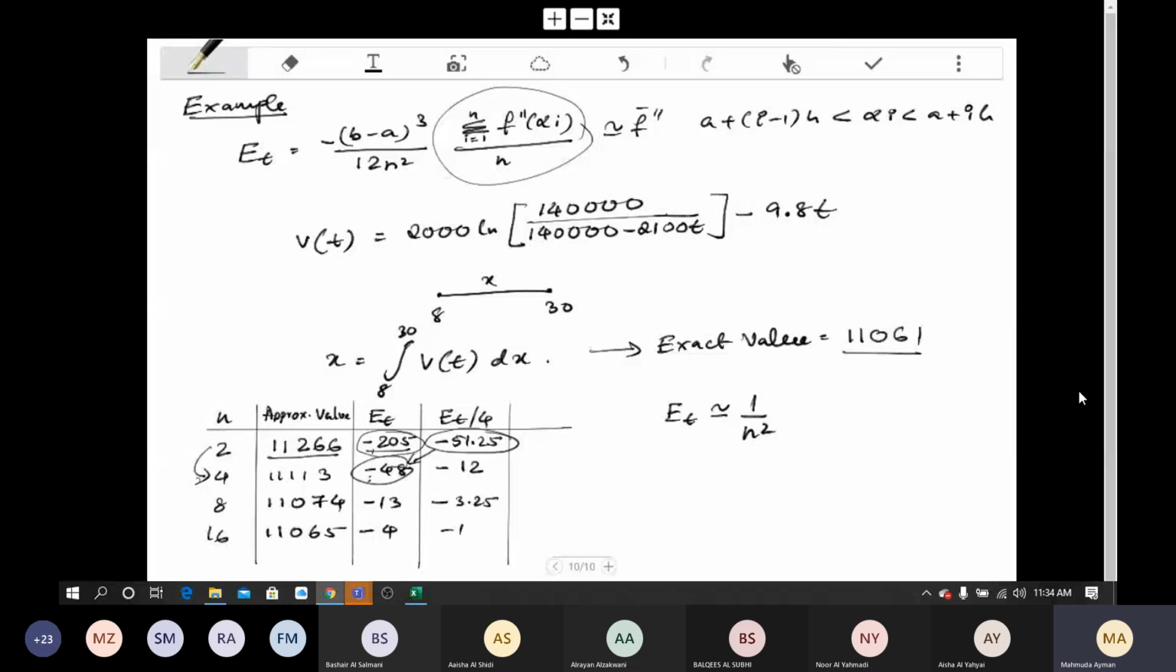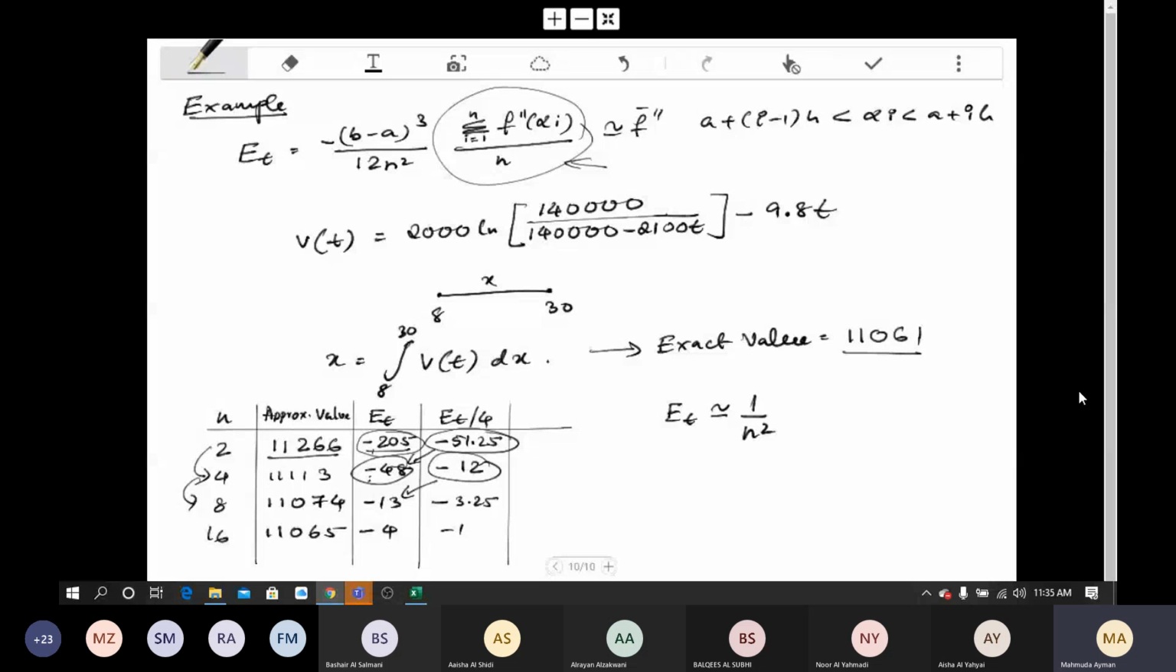Then if you double that one again, if you divide minus 48 by 4, you get minus 12, which is very close to minus 13. So it's kind of quartered. It's not exactly quartered, but it's approximately quartered, because here we have the average value of the second derivative of the function, because that one is changing. It is not yet constant.